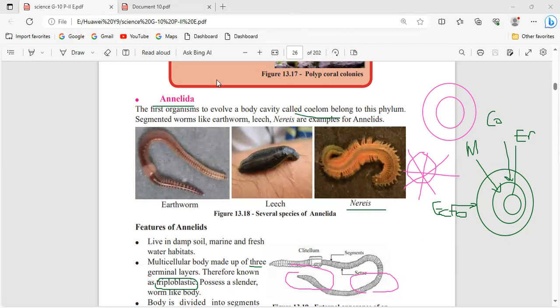See, Nereis is written in slanted letters, which means that is a scientific name. The scientific name for leech is Hirudinea. Those things are not necessary for you. Okay, understood? Now first we are going to go through the habitat.